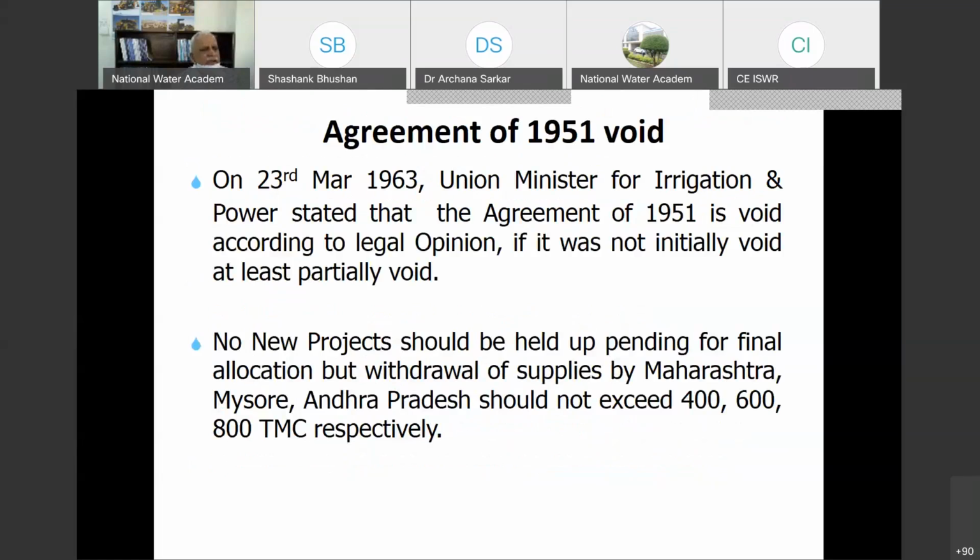Meanwhile, on 23rd of March 1963, precisely, the Union Minister for Irrigation and Power stated that the agreement of 1951 is void according to legal opinion. If it was not initially void, at least partially it is void.